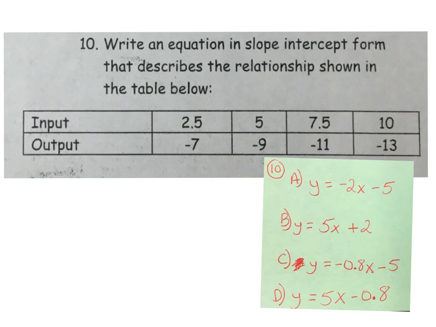And then lastly, number 10, write an equation in slope-intercept form that describes the relationship shown in the table below. So remember, you got to find your slope, and then you got to find your y-intercept. Slope and y-intercept. Okay? There's some choices for you that might help you.